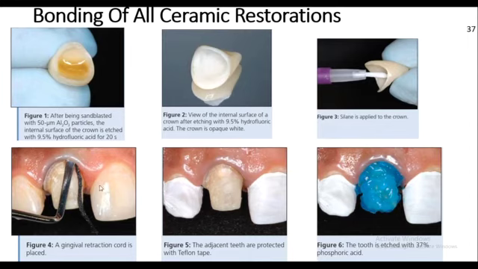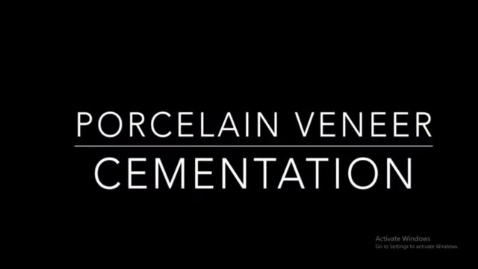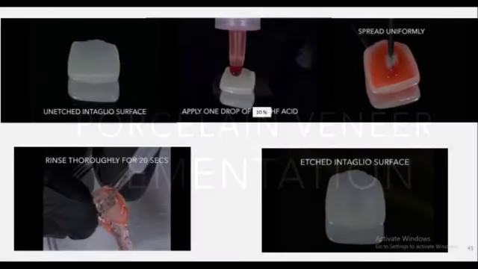Then you need to do the gingival retraction, that is basically placed on the tooth surface. You need to apply the etchant, and after this is applied, you need to place the crown with the cement. Next is where veneer cementation occurs.